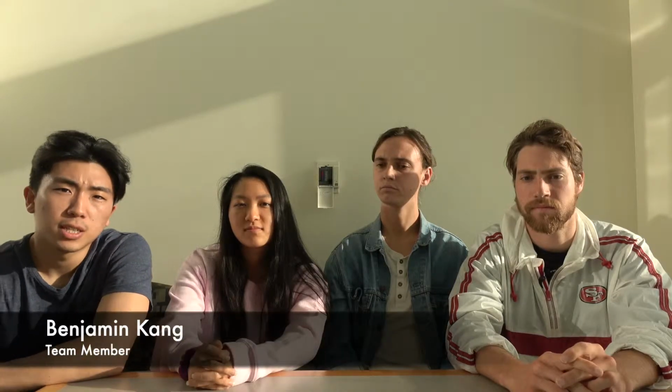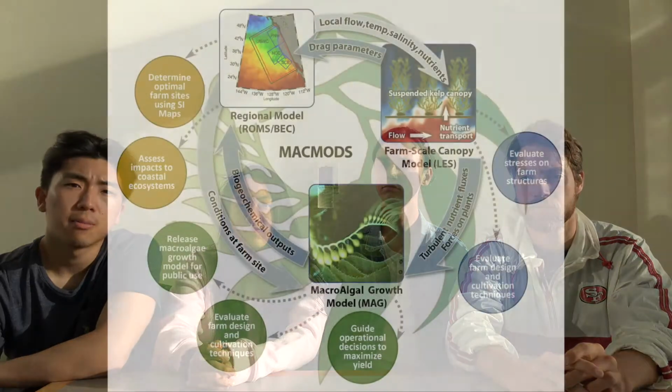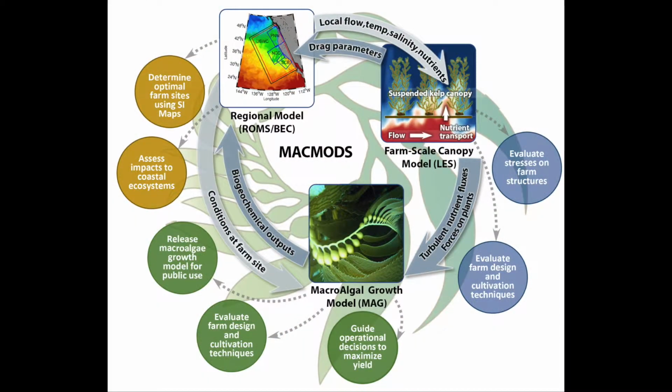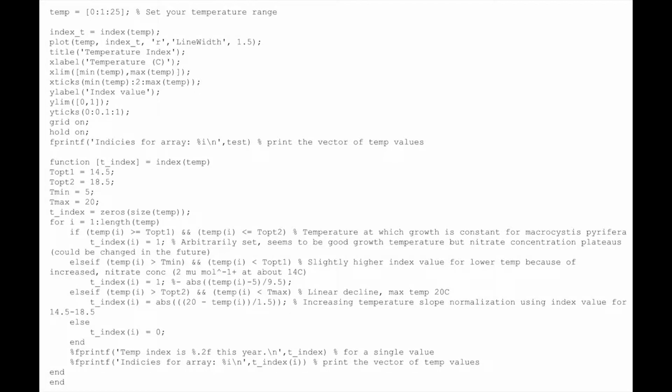The main part of this project is to visualize these factors. So we're creating a map to help farmers visualize the best locations for kelp farming. So basically we're creating MATLAB functions that will change whatever data, for example, NOAA temperature data, into basically our index notation, which will then be weighted and added into the total index.